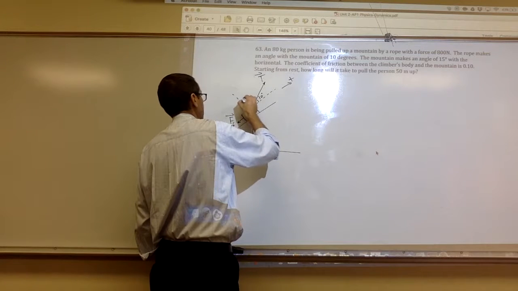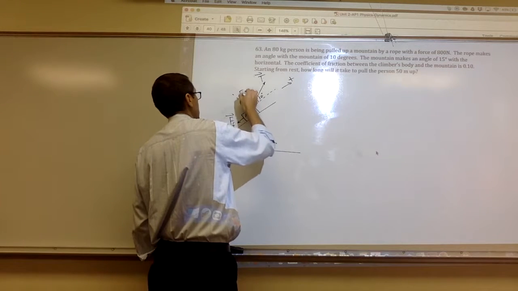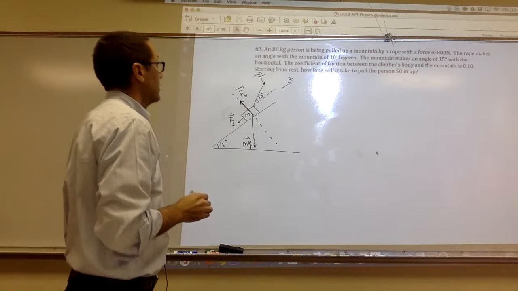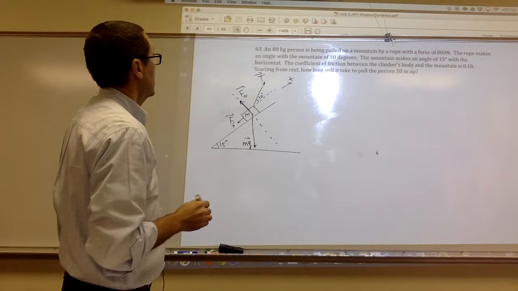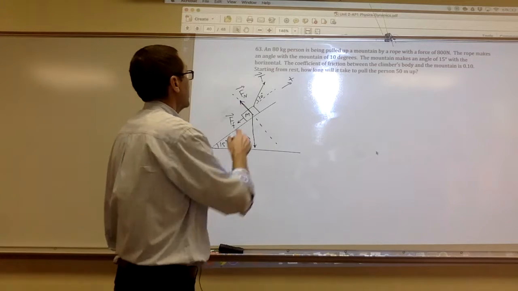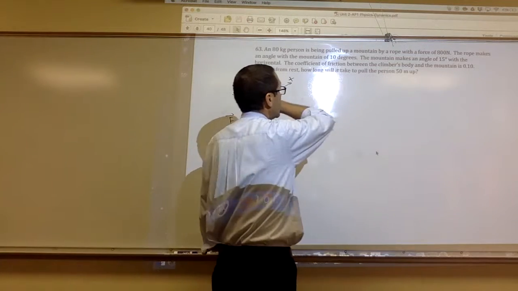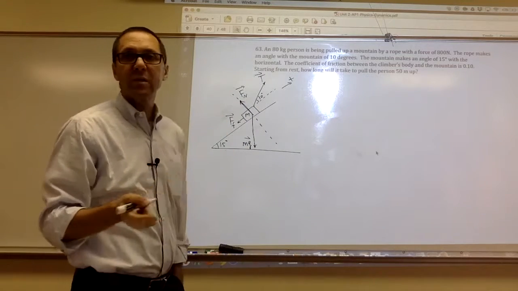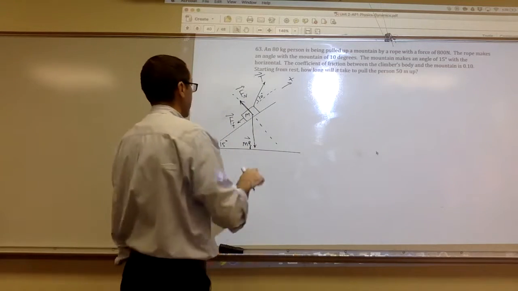And obviously we have Fn. Okay, the object never leaves the surface of the mountain. All right, I think we're good to go. Starting from rest, how long will it take to pull the person 50 meters up? So that's a hint that you have to use dynamics to get the acceleration first.